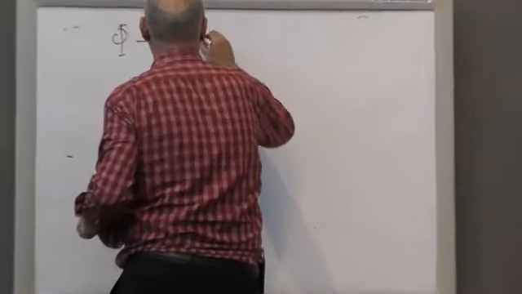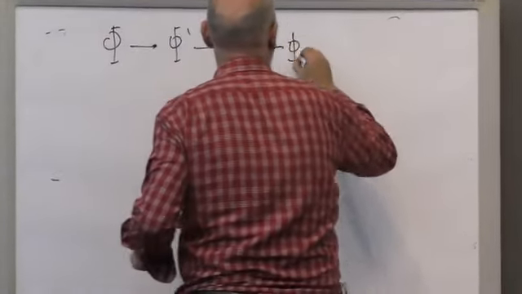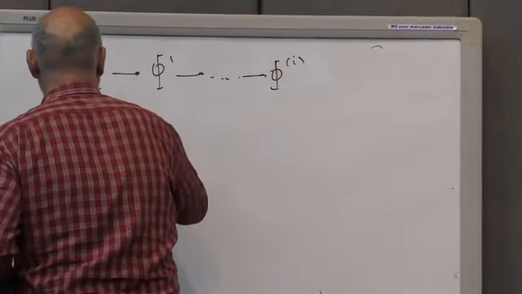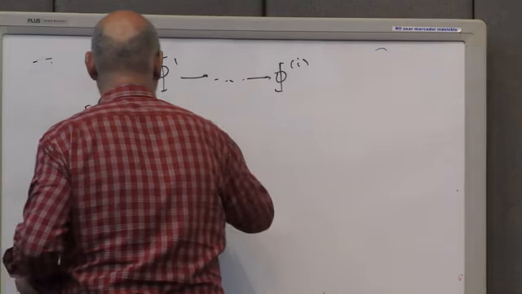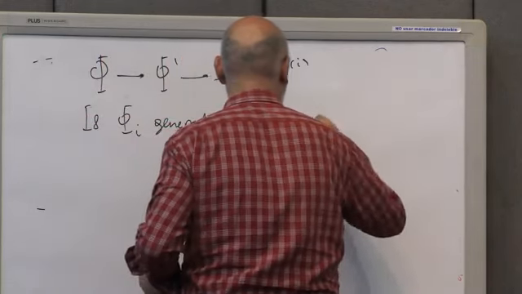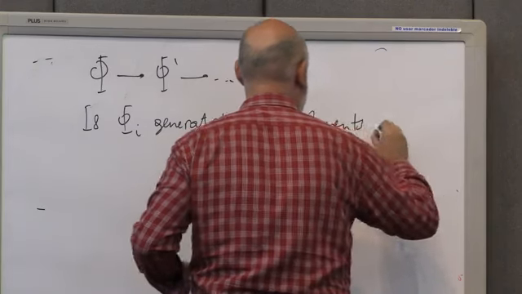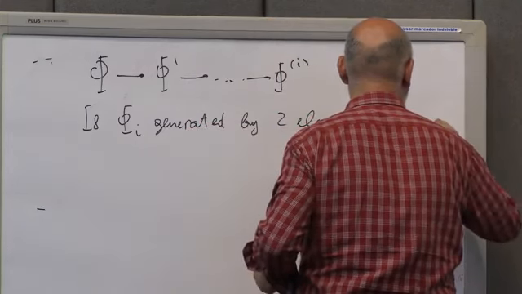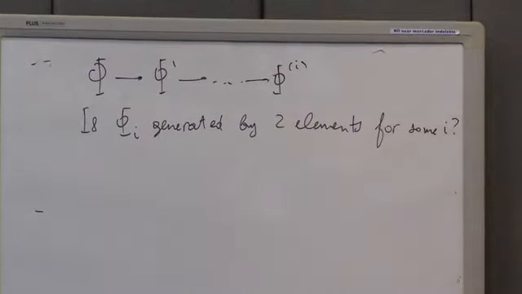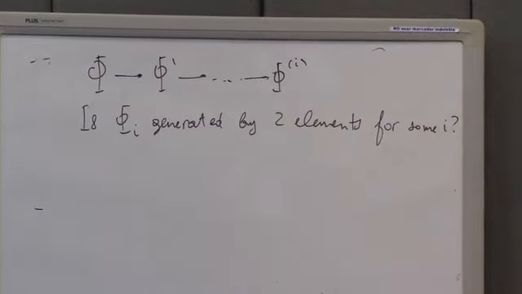Let's say phi prime, so until phi i. So again, the question is: is phi i generated by two elements for some i? Of course, once it's generated by two elements, then everything becomes an isomorphism. Nash blowing up becomes an isomorphism. So this is very strange.